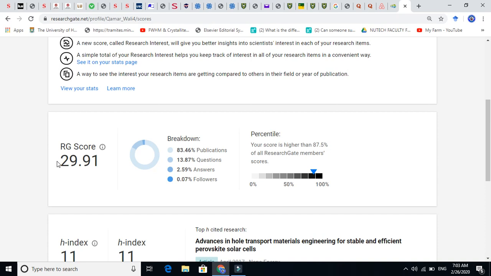When we break down this score, it is coming from four main factors. The first one is publications. I am a good researcher, so I have many publications, almost 18 publications in high impact factor journals. If you publish in a high impact factor journal, this score will increase tremendously. So if you have publications, just upload your work to ResearchGate, and this score will increase. My major contribution is from publications.